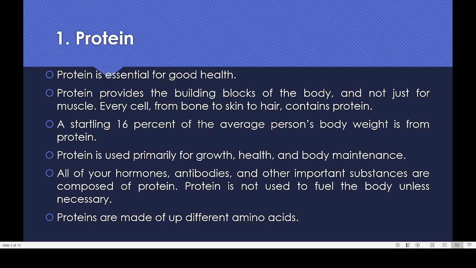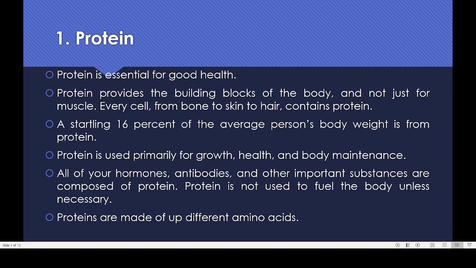And a startling 16% of an average person's body weight is from protein. That is, if you are 50 kilograms, that means 8 kilograms of your body weight is constituted by protein. So that shows how important protein is. And what is the primary purpose for which we are using protein? Protein is basically used for growth, health and body maintenance. These are the three basic functions.